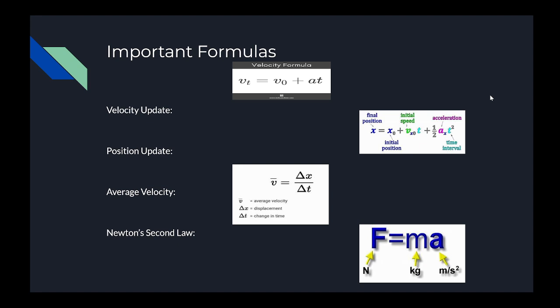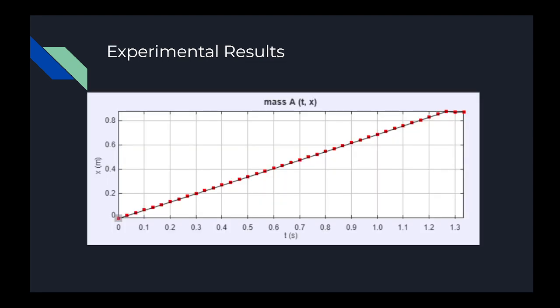The important formulas we'll be using are velocity update, position update, average velocity, and Newton's second law. These are the experimental results. They were extremely linear, suggesting that there were very few, if any, forces acting on the cart.